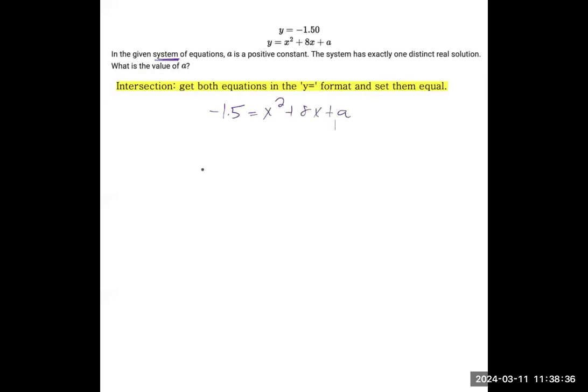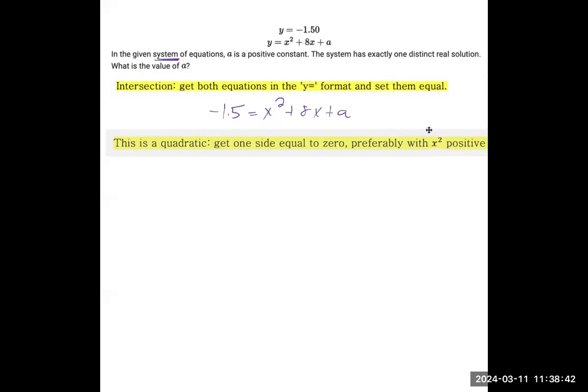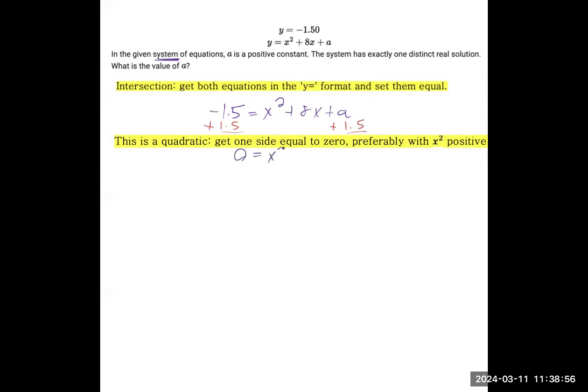So we've got them in the y equals, and we're setting them equal. Now, this is a quadratic situation, and for quadratics, you want to get one side equal to 0, preferably with the x squared being on the positive side. So we can just add 1.5, and we'll get 0 equals x squared plus 8x plus a plus 1.5.